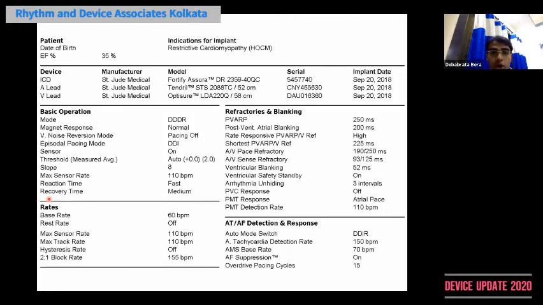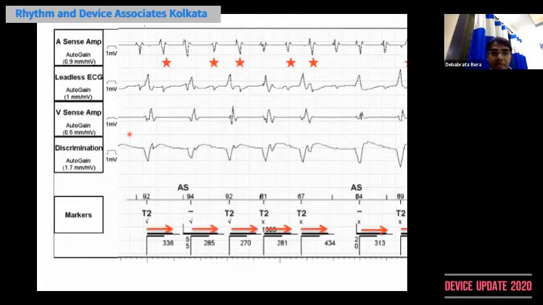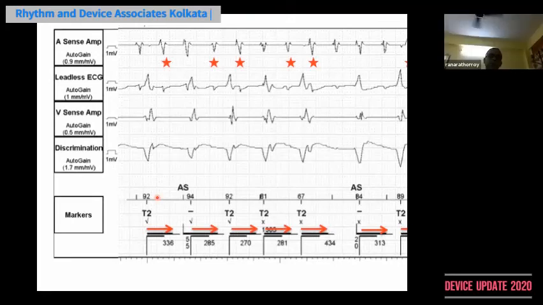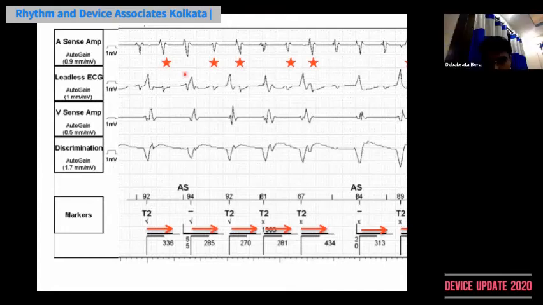In this case, the same EGM, I have just zoomed it to tell you: you look at the atrial electrogram and you look at the marker channel. So this A goes to this spike in the marker channel. This A, which has a red star, doesn't go into the marker channel. Why? The next A goes into the marker channel as a spike. Then this A doesn't reflect into the marker channel.